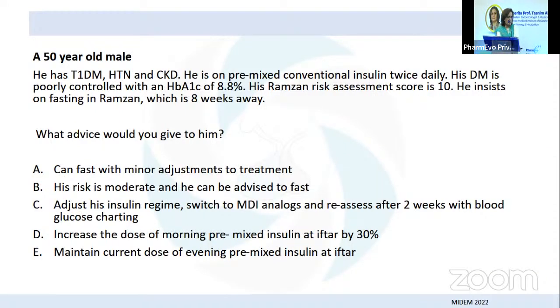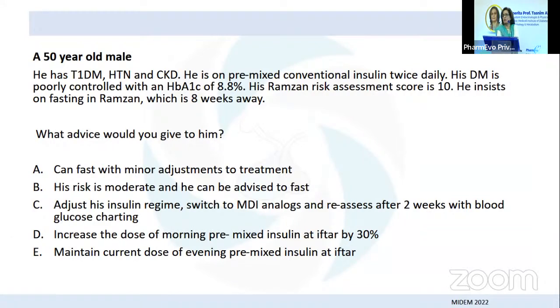No. His risk is moderate and he can be advised to fast? No. Adjust his insulin regime, because he's come to you 8 weeks before that, switch to MDI analogs and reassess after 2 weeks with blood glucose charting. Doable? Okay. Increase the dose of morning pre-mixed insulin at iftar by 30%.